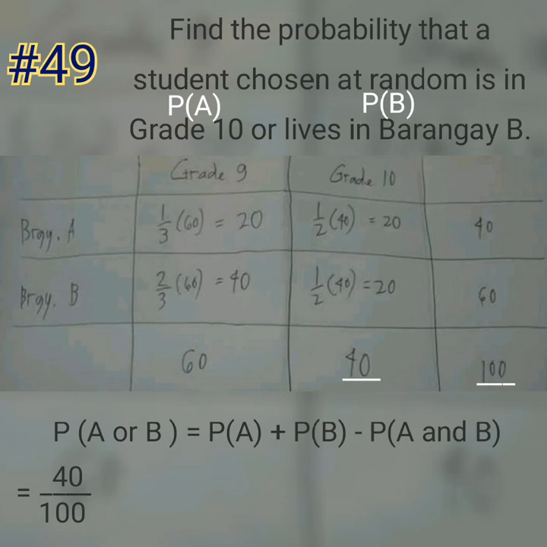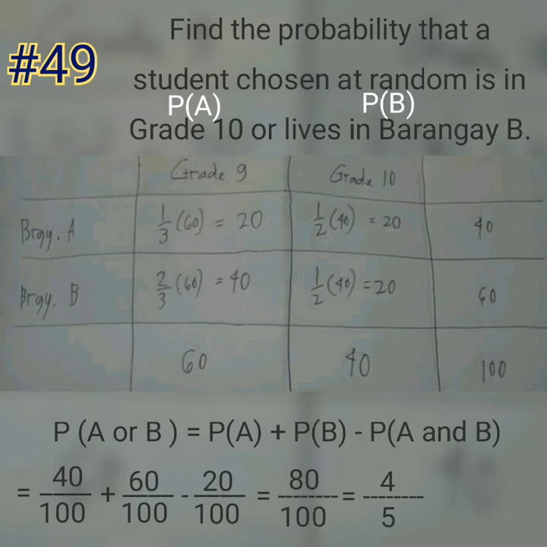Probability of A is 40 over 100, while probability of B is 60 over 100, and the probability of A and B is 20 over 100. 40 plus 60 is 100, minus 20 is equal to 80 over 100, and 80 over 100 is equal to 4/5. So, the probability that a student chosen at random is in grade 10 or lives in Barangay B is 4/5.